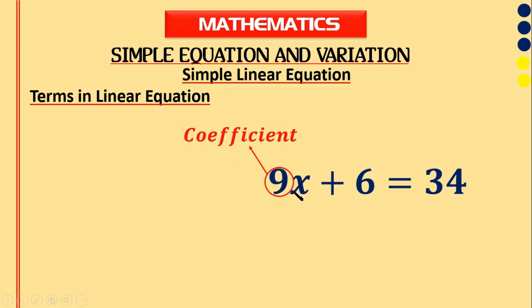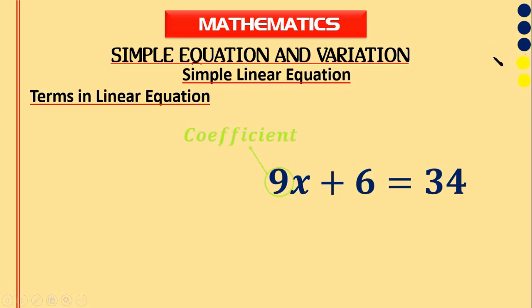Now a coefficient is a number beside an alphabet in an equation. So when you have a given equation and there is a number beside the alphabet, that number, which you can call a constant, but because it's beside the alphabet, we refer to it as a coefficient of that alphabet. Like in this case now, I can clearly or simply say 9 is the coefficient of x. 9 is the coefficient of x.